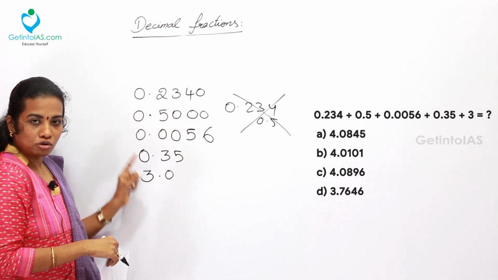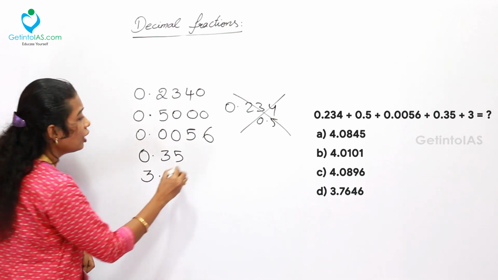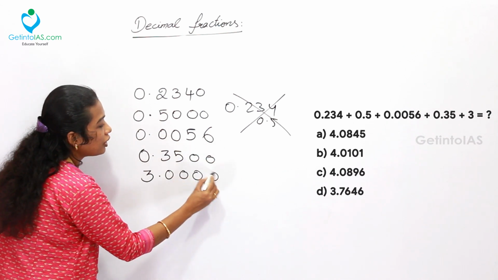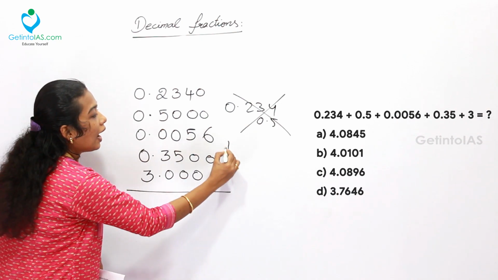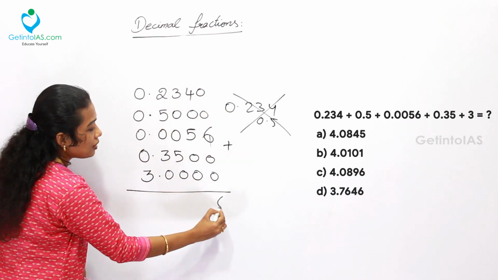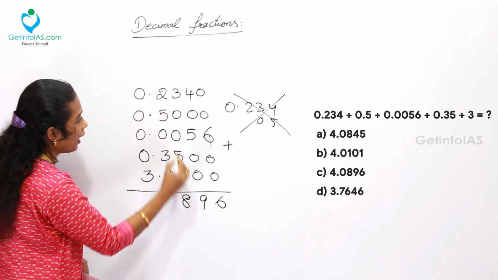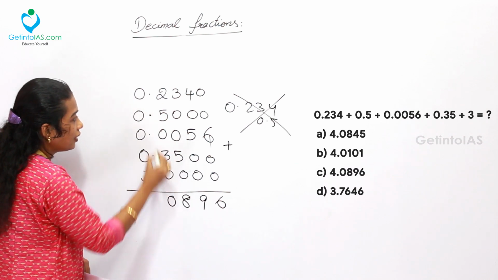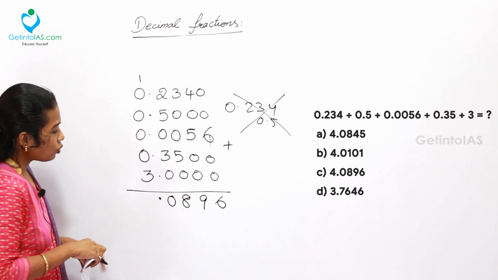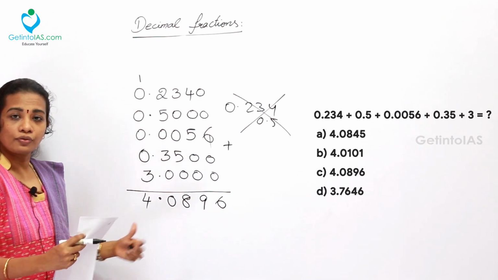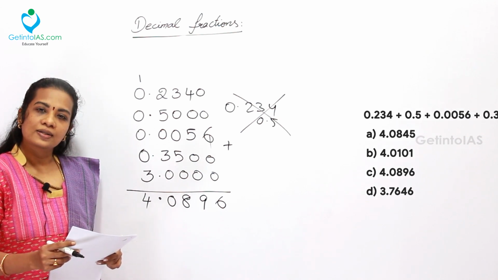That is the concept we are using here: succeeding zeros after the decimal point. It is possible without changing the number. You can add succeeding zeros. So 3 can be written as 3.0000. Now you can simply add all the terms. So here 6. Here 4 plus 5 which is 9. Here 3 plus 5 which is 8. 2 plus 5, 7 plus 3, 10, carry over 1. The excess can be taken as usual carry over. So 3 plus 1, 4. Finally, the answer for the question is 4.0896, which is given in option C.